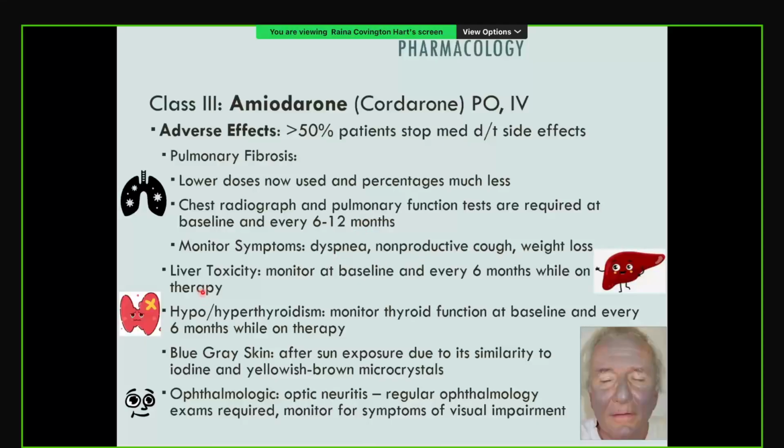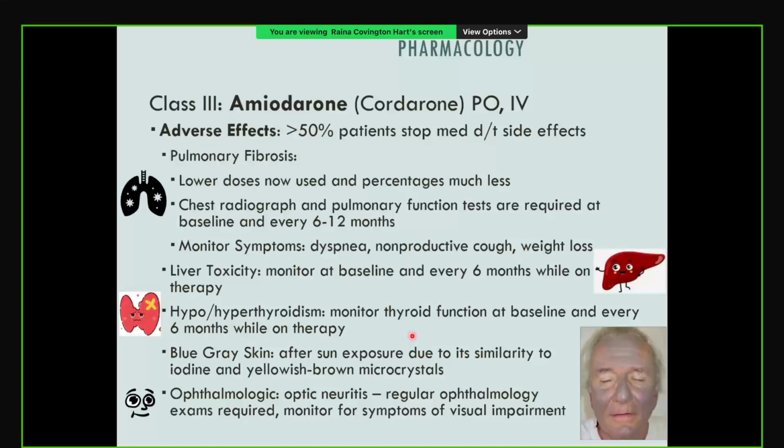Your liver toxicity, so getting your LFTs prior to starting, and then every 6 months you're checking up on them. And then your thyroid, whether it's hypo, low, or hyper, high, you're going to monitor their thyroid. So you're going to do this at baseline, and then you're going to get those levels every 6 months as long as they're on therapy.